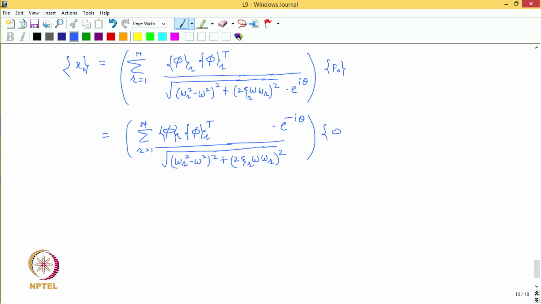So, we can see that there is a phase lag of theta. So, theta is the phase lag, and this is given by tan inverse of 2 zeta_r omega_r omega divided by omega_r square minus omega square, right. So, that is nothing but the phase lag.